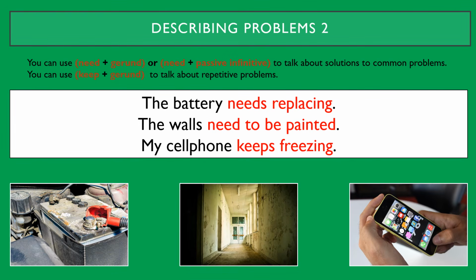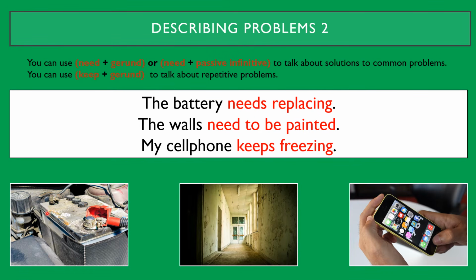Describing problems 2. You can use need plus gerund or need plus passive infinitive to talk about solutions to common problems. Also, you can use keep plus gerund to talk about repetitive problems. For example, the battery needs replacing. The walls need to be painted. My cell phone keeps freezing.